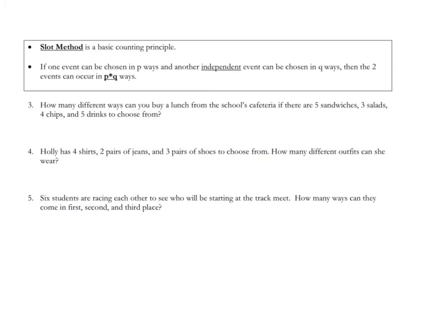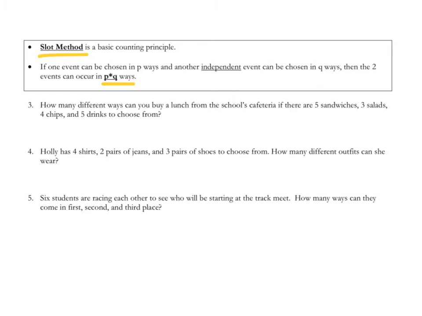So this last part is actually a counting principle, and in order to count high numbers of different combinations almost really fast is to use something called the slot method. Okay, so the slot method is just a basic counting principle. We're going to go over it today. If one event can be chosen in P ways and another independent event can be chosen in Q ways, then the events concur in P times Q possible ways.